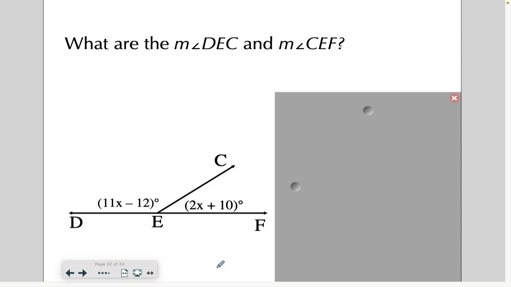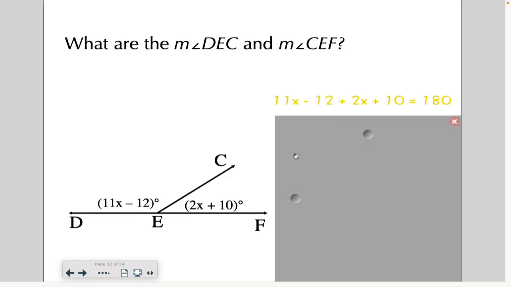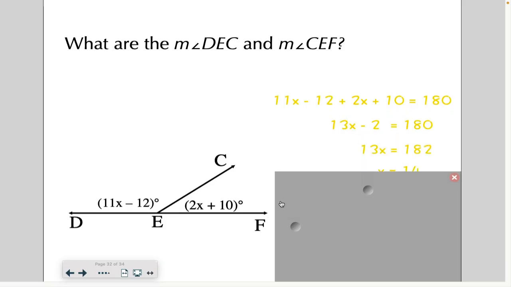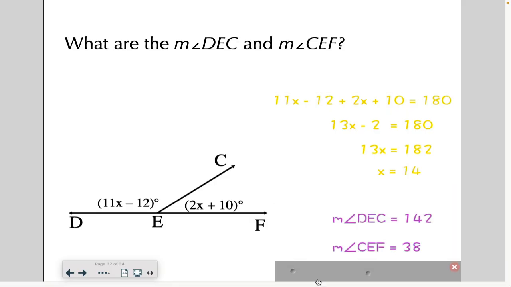And let's see, Moxley, you should be good with the last one. By the way, we gave you ones just like this last year. What equation can I write for this? 11x minus 12 plus 2x plus 10 equals 180. Again, I know it sounds ridiculous. Labeling these on the diagram makes all the difference in the world. The algebra, I'm not going to reteach you the algebra, especially this group. X is 14. One angle is 142. One angle is 38.